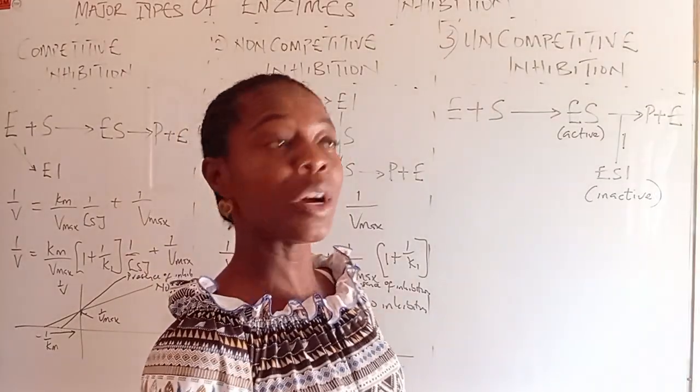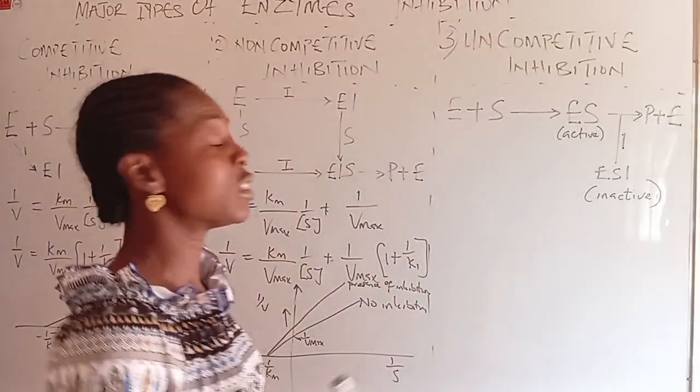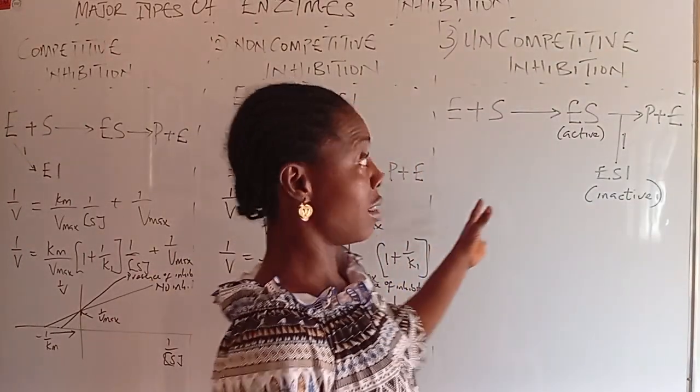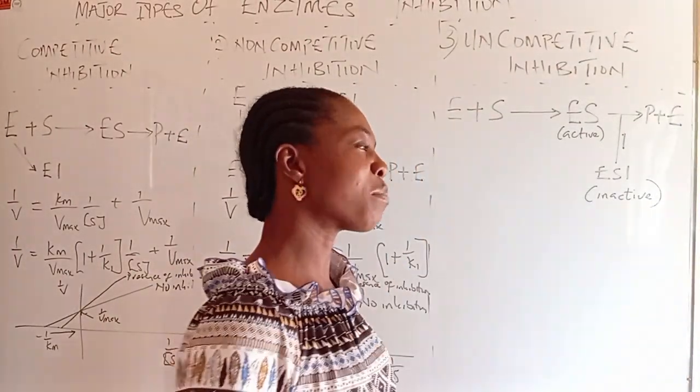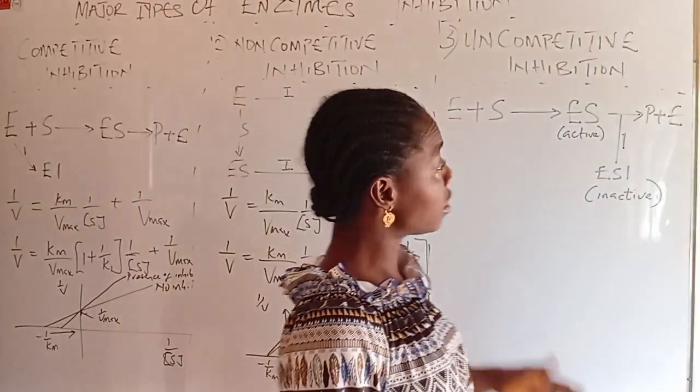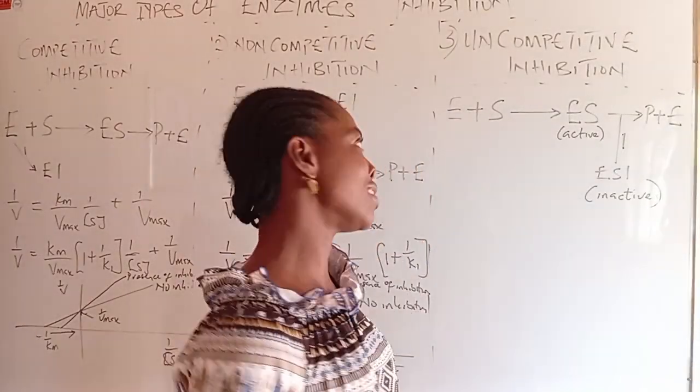The last type of the major enzyme inhibition will be the uncompetitive inhibition. We've looked at competitive, we looked at non-competitive. Today we're looking at uncompetitive. Why uncompetitive? Because in this type of inhibition, there is practically no form of competition at all between the inhibitor and the substrate of an enzyme.